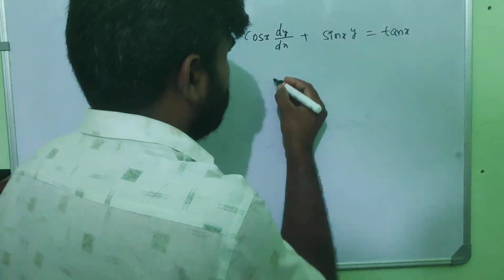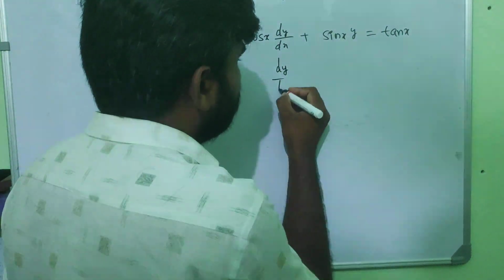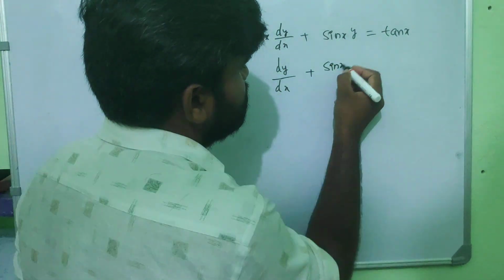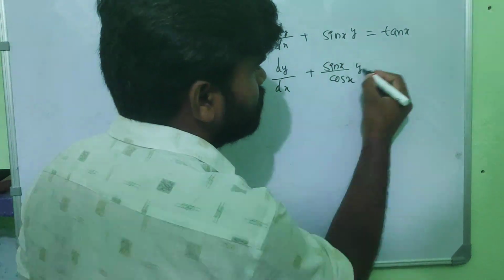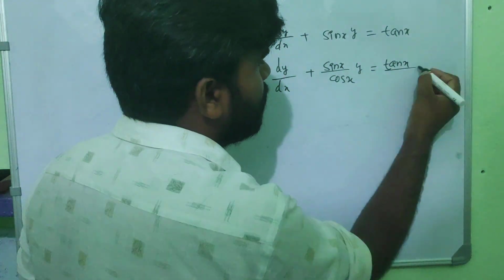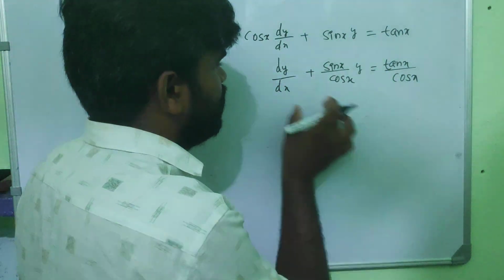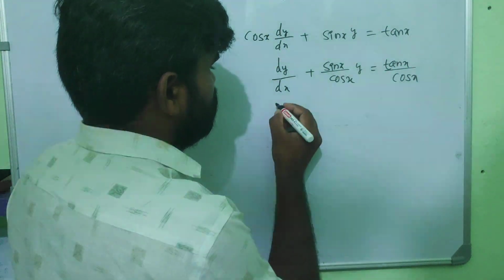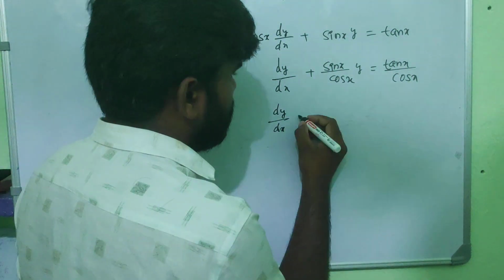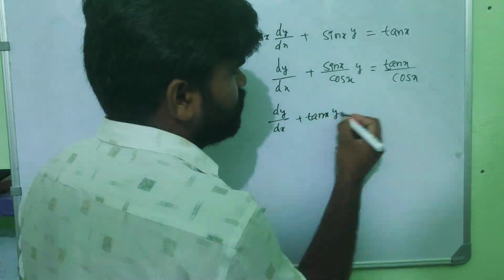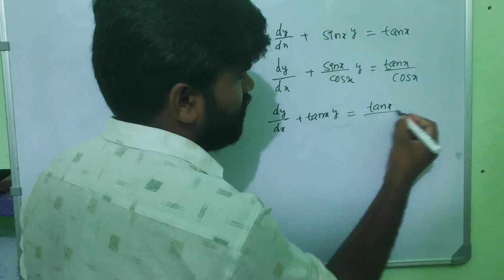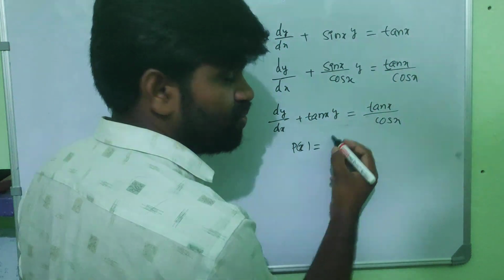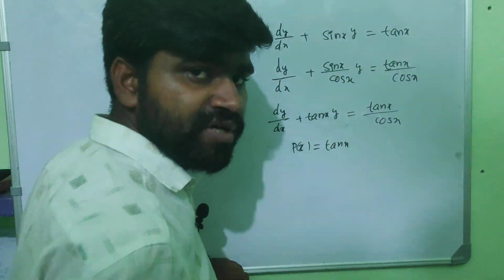Find the integrating factor. So how can you write it? dy by dx plus sin x upon cos x times y is equal to tan x upon cos x. Can I write like this? Now this is dy by dx, this is y, this is a function of x, and this is also a function of x. So that is dy by dx plus tan x times y is equal to tan x upon cos x. So what is p of x here? p of x is tan x.